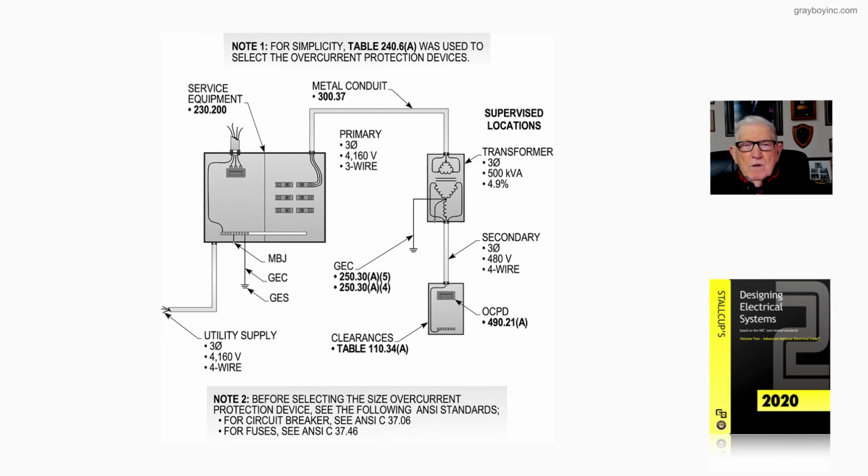The overcurrent protection we select from 490.21, and remember we would actually size our conductors and everything now from Article 311, but the components and some of the enclosures like switchgear, switchboards, panelboards, and things like that, we go to 490.21A to select the components. The clearance rules is in table 110.34A. Now, this kind of outlines the information we need to size the overcurrent protection device, which we will do next.